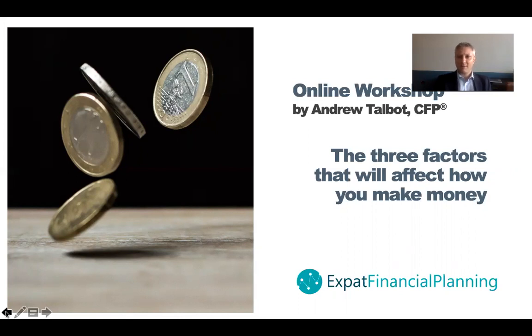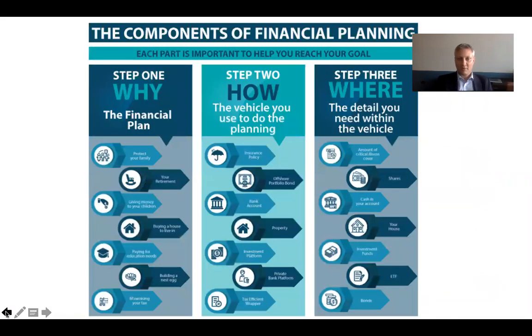Today, we're going to talk about the 3 factors that affect how you make money. Okay, we're going to nail it down to three factors only, and everything else is just noise. So let's start with components of financial planning, just to set the scene so that you understand where these other factors come into it. So I think there's 3 steps, always 3, about why someone would actually do an investment.